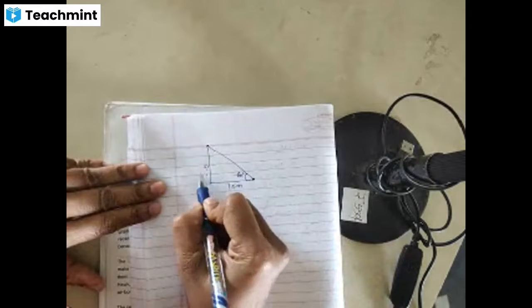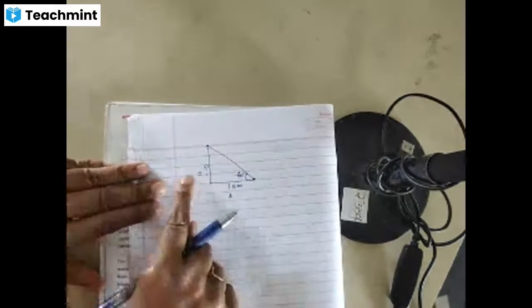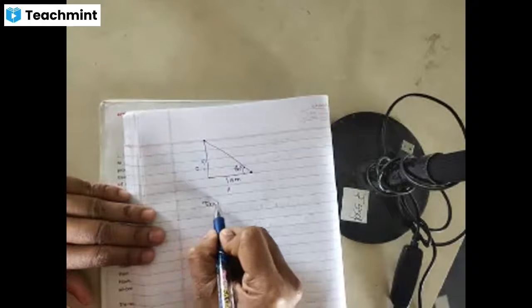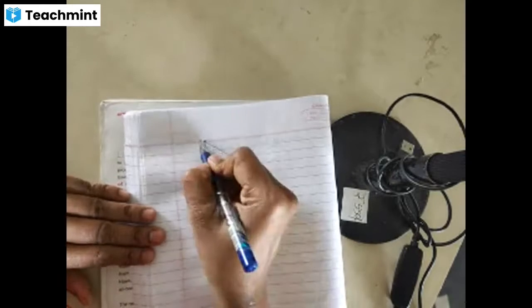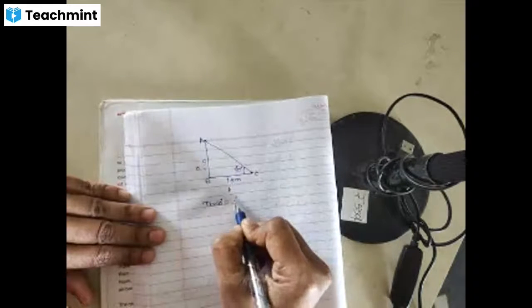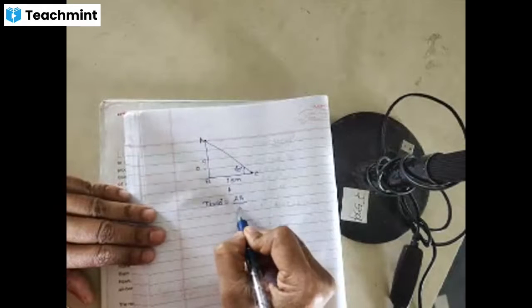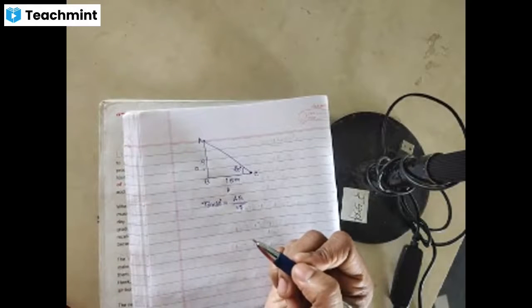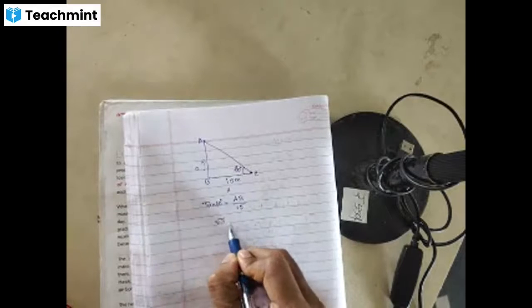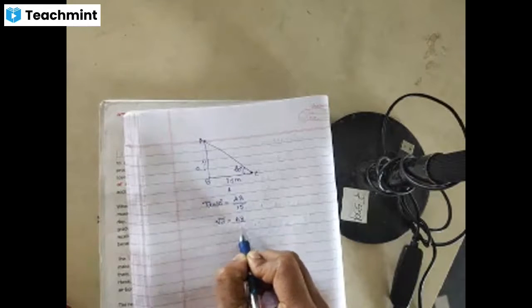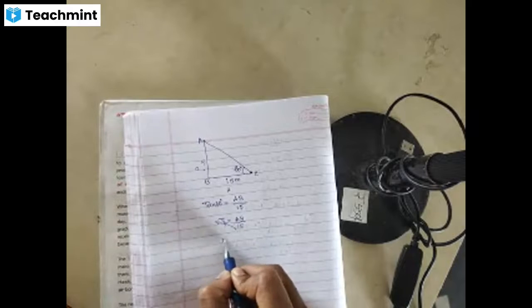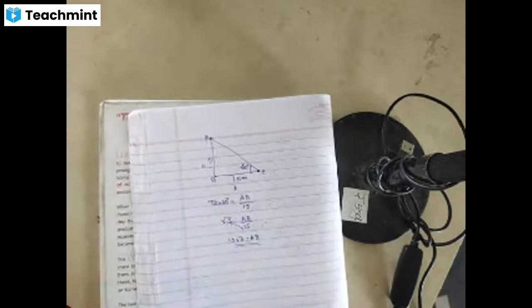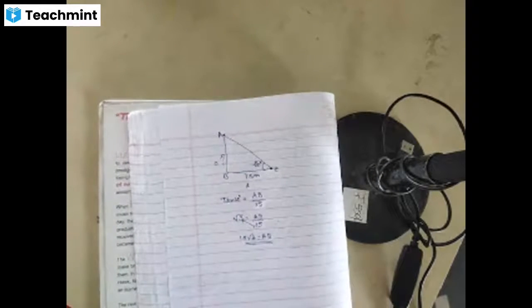So this is theta, this is the opposite, this is the adjacent. Opposite by adjacent means we must go for tan. Tan 60 is equal to, we don't know, we'll name it ABC, AB divided by BC, which is 15. Tan 60 value is what? Root 3. So AB by 15, do the cross multiplication. 15 root 3 is equal to AB. 15 root 3 meters is the answer.